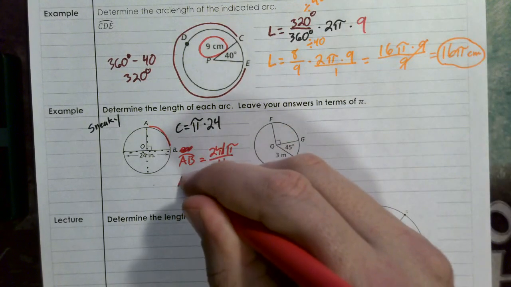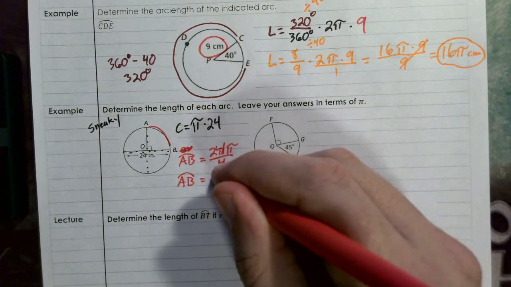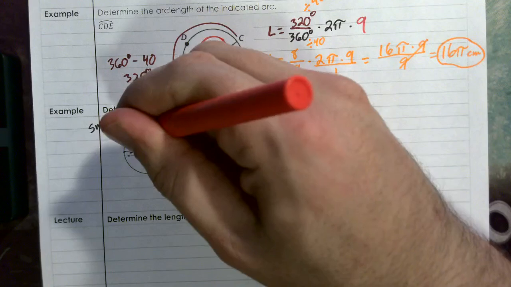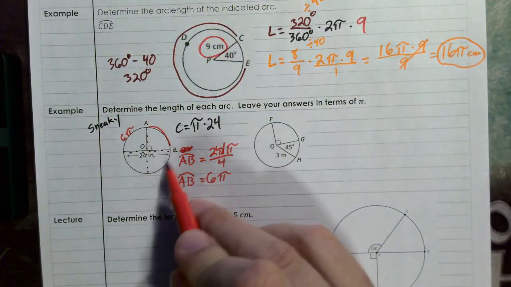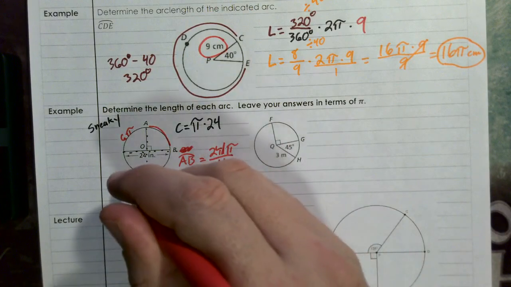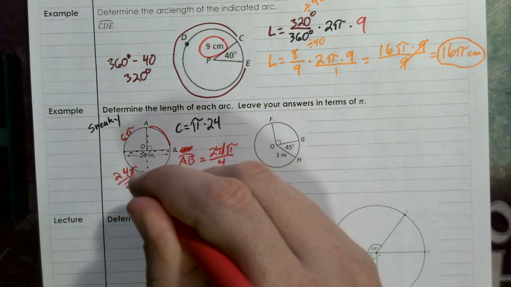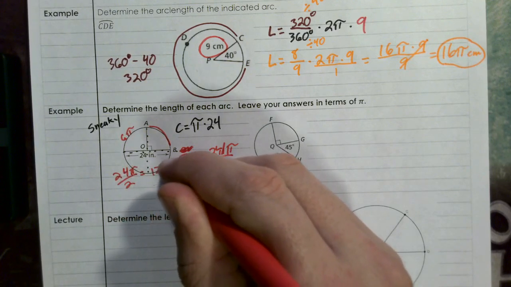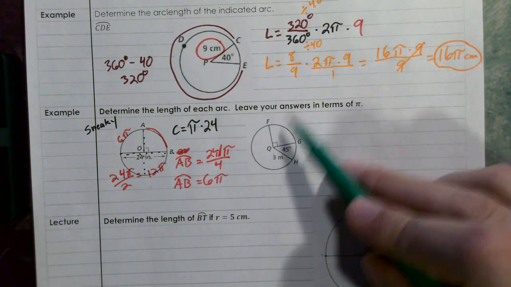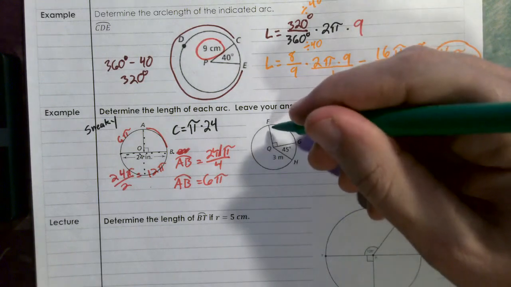So AB has got to be 6 pi. And same thing with this one. This has also got to be 6 pi. And then this one down here has got to be half of that. So that is 24 pi divided by 2, which equals 12 pi. Sneaky.